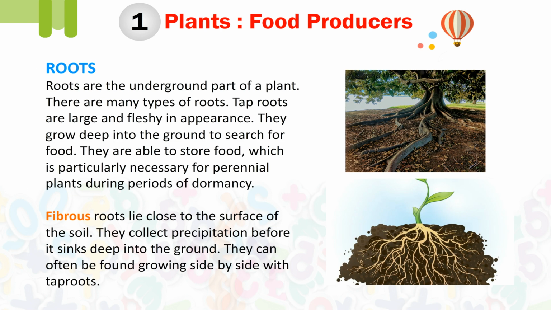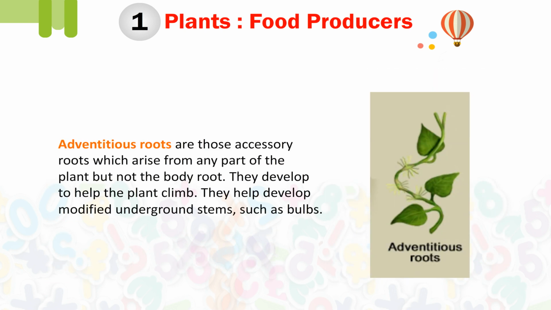Roots. Roots are the underground part of a plant. There are many types of roots. Tap roots are large and fleshy in appearance. They grow deep into the ground to search for food. They are able to store food, which is particularly necessary for perennial plants during periods of dormancy. Fibrous roots lie close to the surface of the soil. They collect precipitation before it sinks deep into the ground. They can often be found growing side by side with taproots.